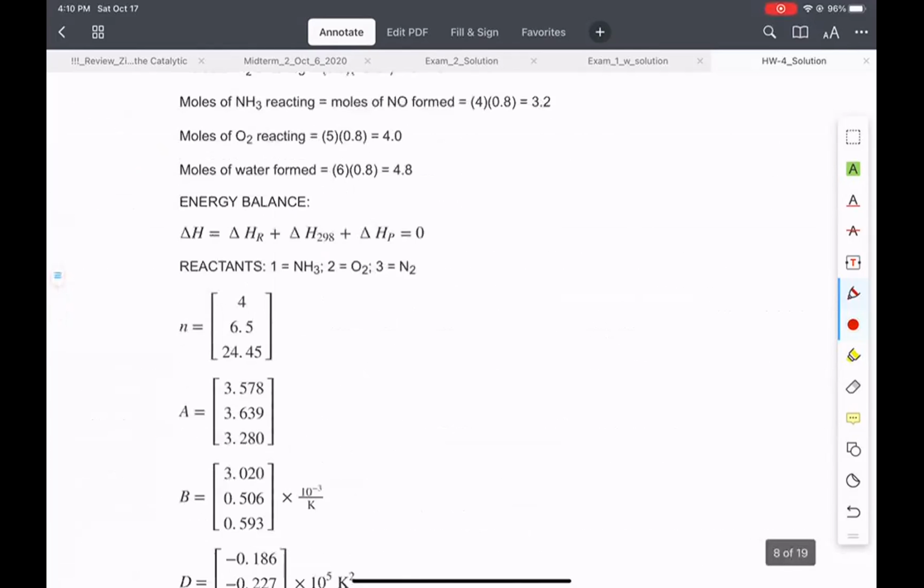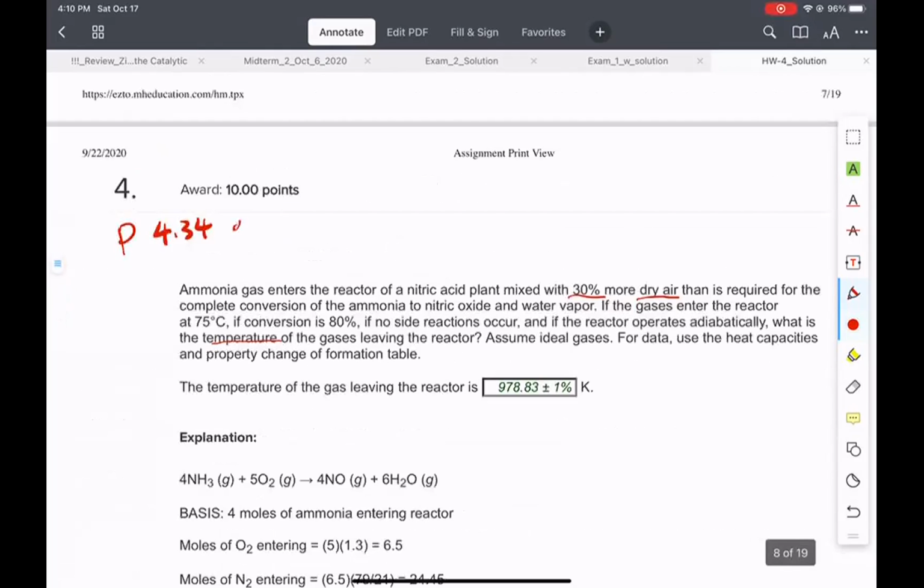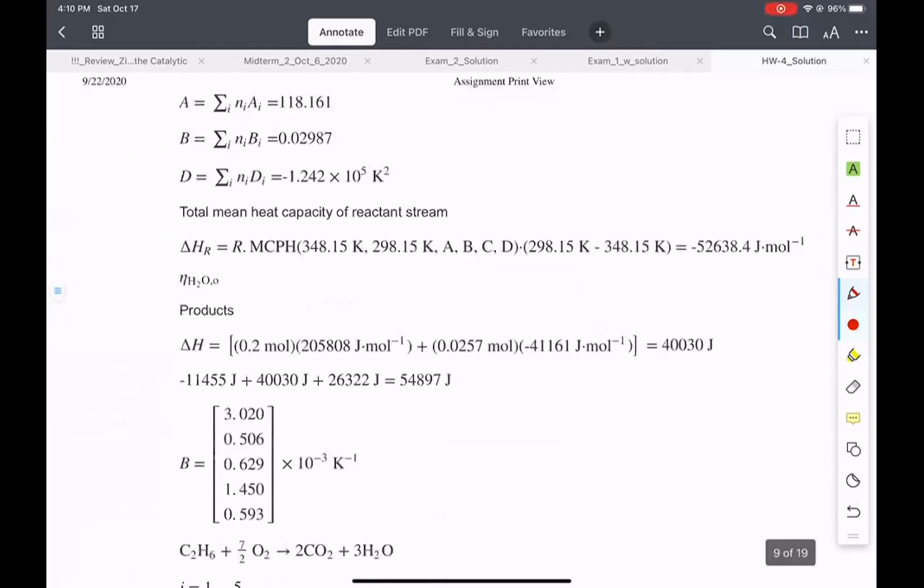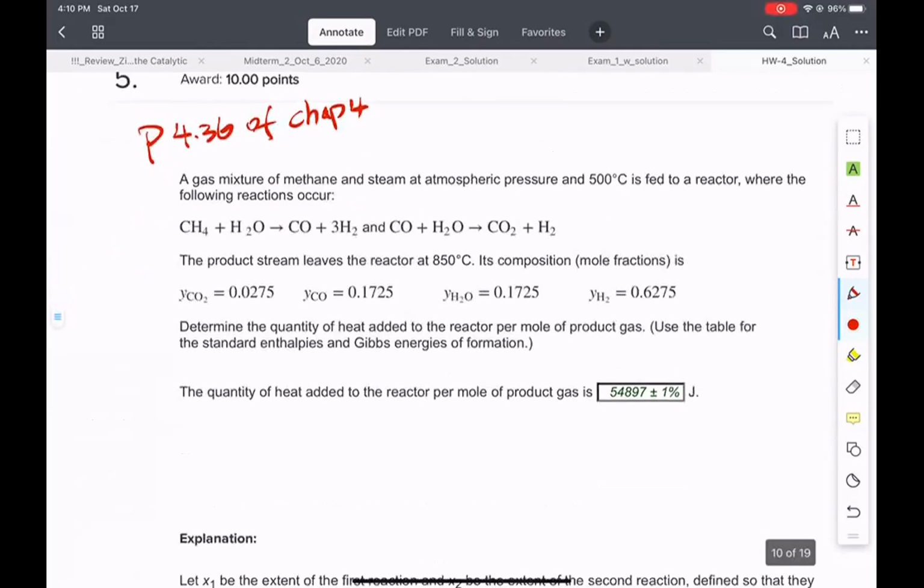This is the problem of chapter 4. When you look at this problem, this is a gas mixture of methane and steam at atmospheric pressure, 500 degrees C, and we're going to have the reaction. The initial and final temperatures are always greater than 100 degrees C. We have a certain composition. We need to calculate the heat added to this reactor.